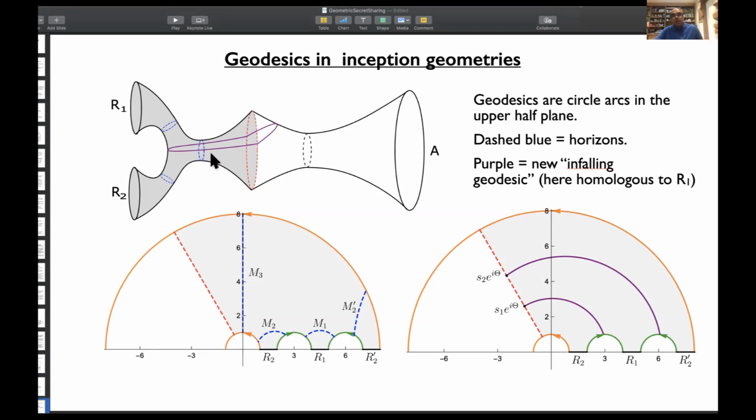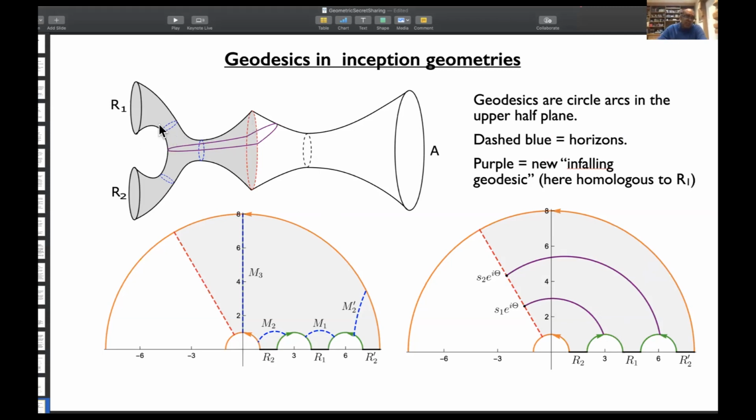Turns out that when you make these constructions, there is a new class of extremal surfaces you can write down. We'll call these things infalling geodesics. And in this kind of upper half plane picture, these are these purple circular arcs. If you want to know details about how these things are constructed, you should look at our paper.